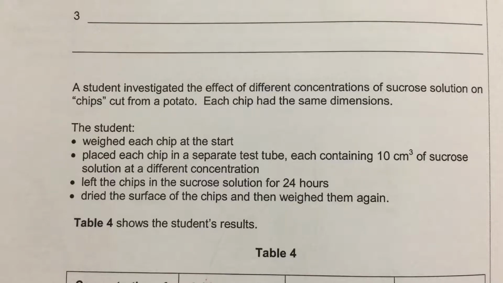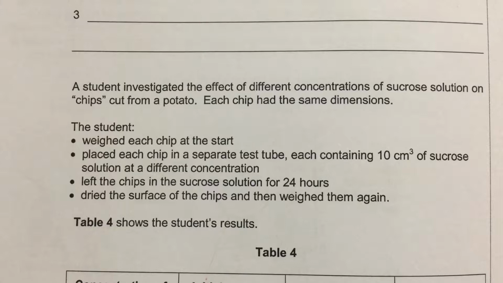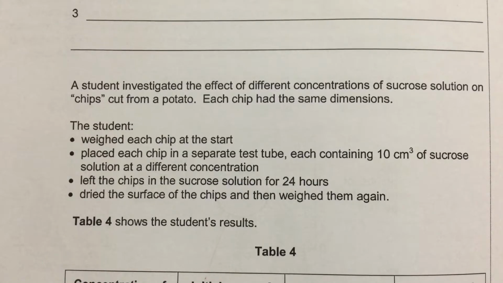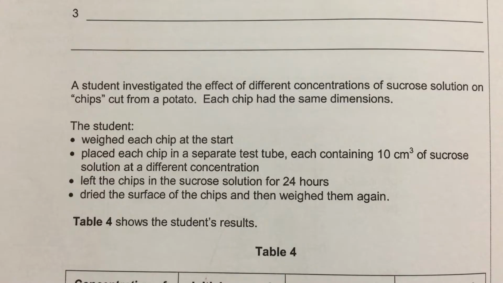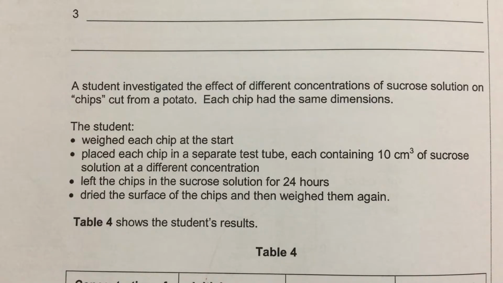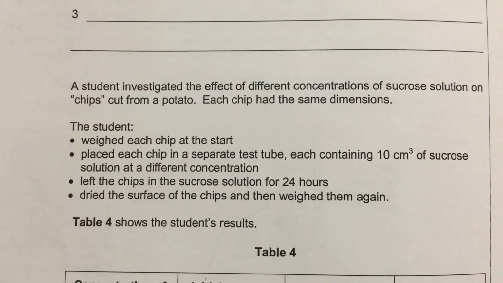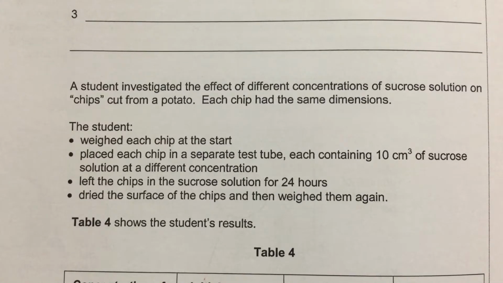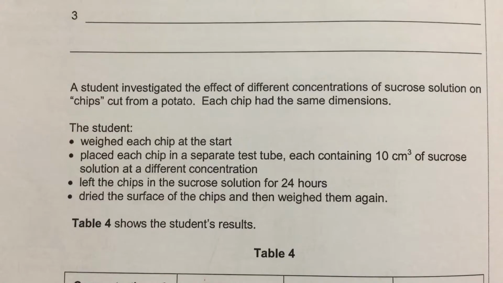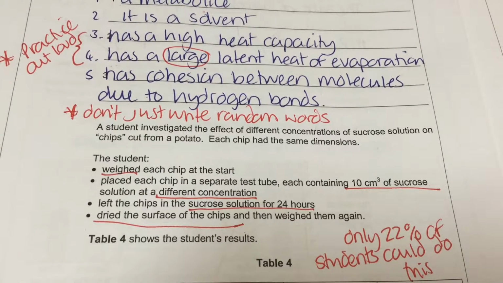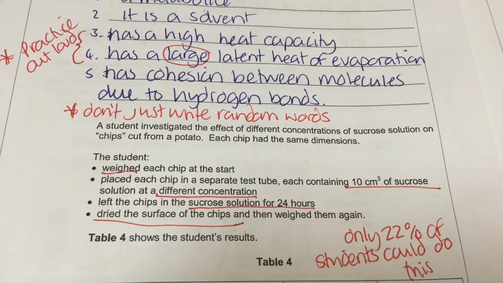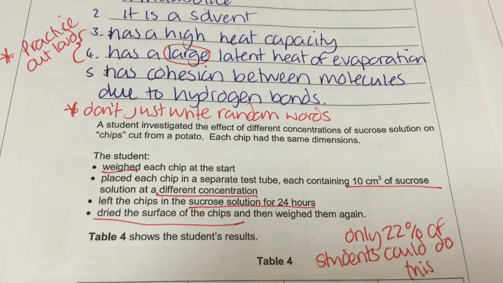The next part of the question is quite a lot of reading, and that's where we're going to take a pen and chunk it up as you read through. A student investigated the effect of different concentrations of sucrose solution on chips cut from a potato. Each chip had the same dimensions. The student weighed each chip at the start, placed each chip in a separate test tube containing 10 cubic centimetres of sucrose solution at different concentrations, left the chips in the sucrose for 24 hours, dried the surface of the chips, and then reweighed them again.